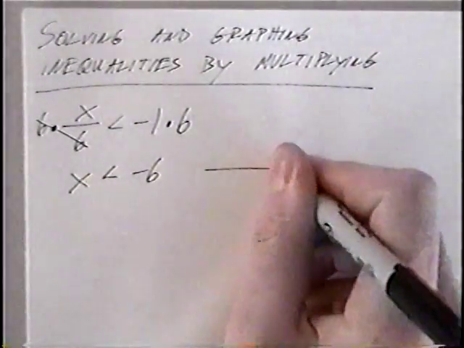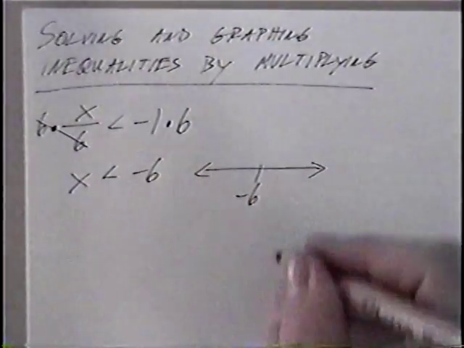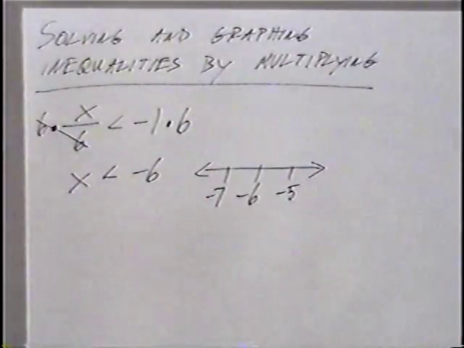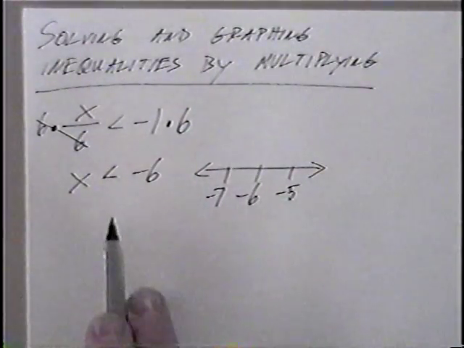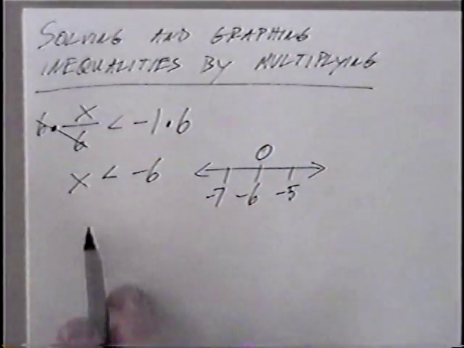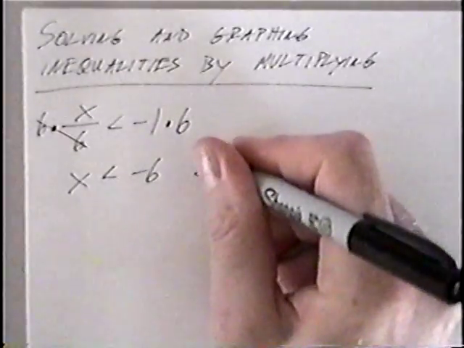Graphing this, -6 would go in the middle of the number line, -5 would go on the right, -7 would go on the left. The symbol less than would be an open circle, and x is less than -6. The smaller numbers would go to the left.